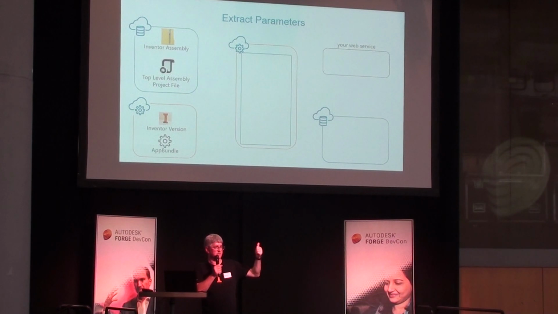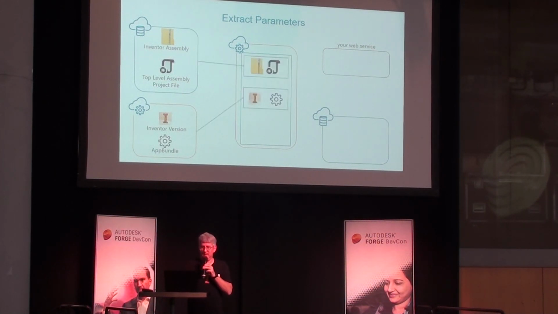There's some JSON, which specifies the top-level assembly, the project file to use. And then you've already uploaded your app bundle. So that's the app bundle code also. You've uploaded that to Design Automation, so we hold on to that. Right? As the job runs, you've specified in your work item where the actual Inventor assembly is. You give us a signed URL to that.